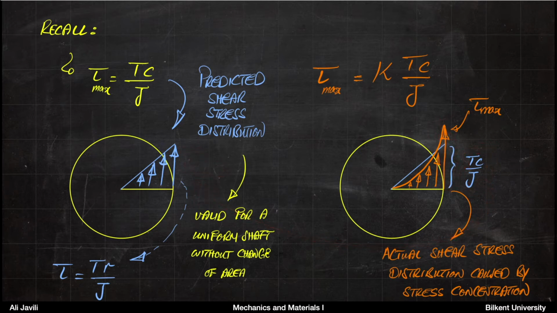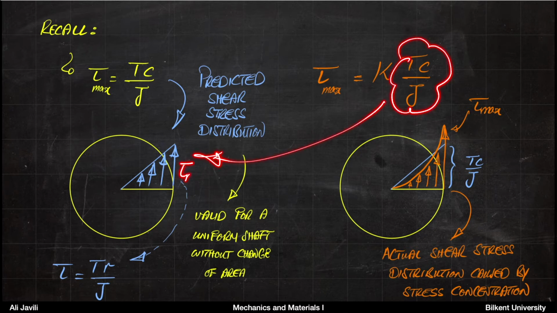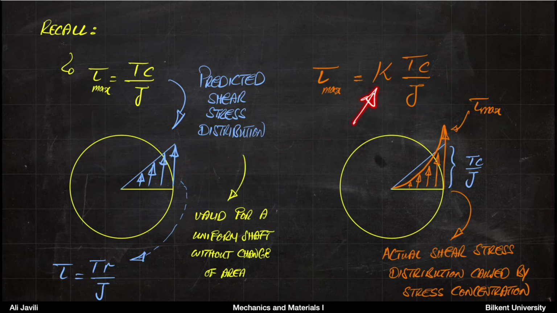And the ratio between the two, so again, this is the maximum shear stress that you would have had for a uniform shaft. The ratio between the two is the stress concentration factor. Or otherwise, if you want to calculate the maximum shear stress, if you have a stress concentration factor, you just multiply the stress concentration factor times Tc over J.